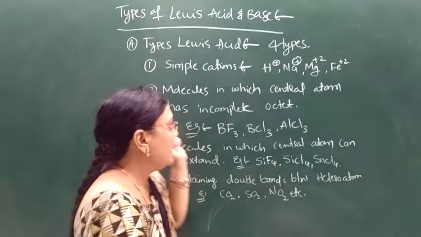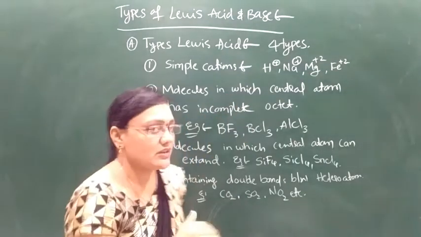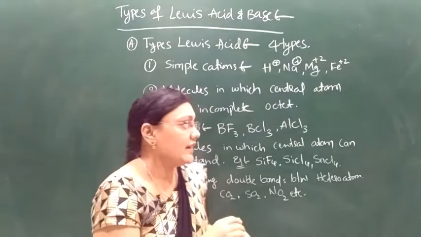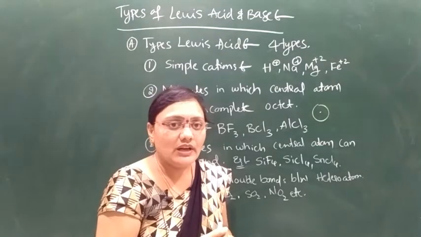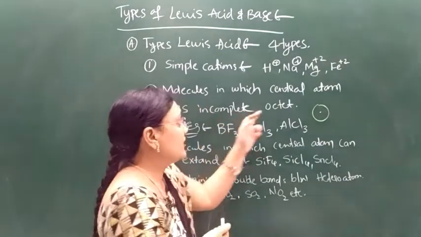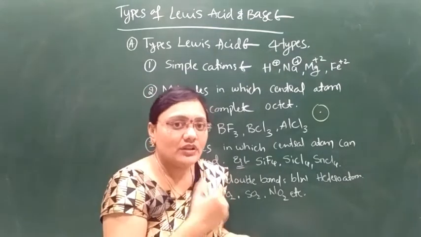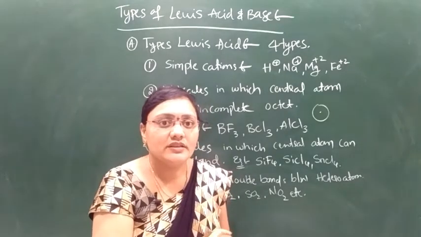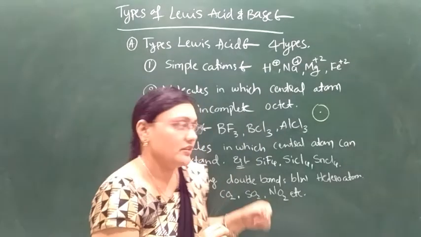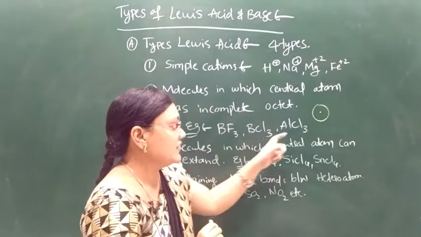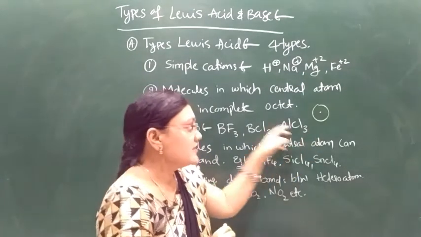The next type is molecules in which the central atom has an incomplete octet. What is meant by the octet rule? The octet rule means the outermost orbital has 8 electrons, which is nearest to the noble gas configuration, the stable configuration. Examples are BF3, BCl3 and AlCl3: boron trifluoride, boron trichloride, and aluminum trichloride. This is the second type.